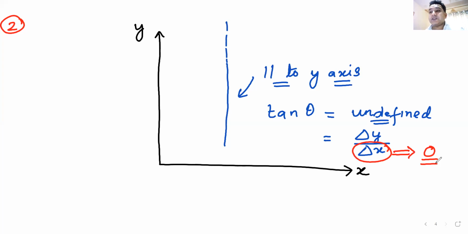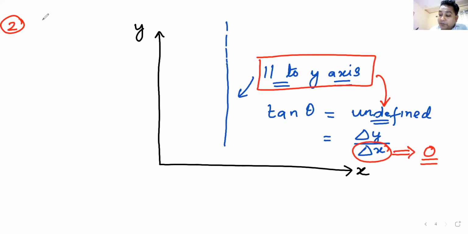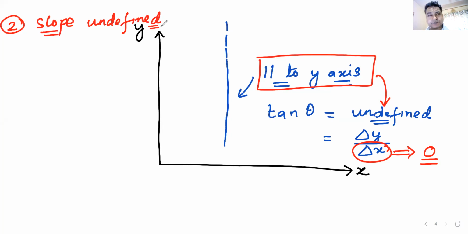So this is a line which is parallel to y-axis and its slope is undefined. So slope undefined or infinity, don't call it infinity. The slope is undefined. This actually is not possible, that y changes without changing in x. Am I clear with this point? Two slopes we have seen. Zero slope, infinity slope. Shall we move ahead to the next one?